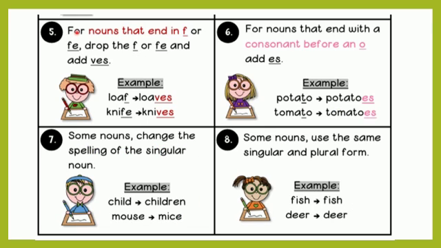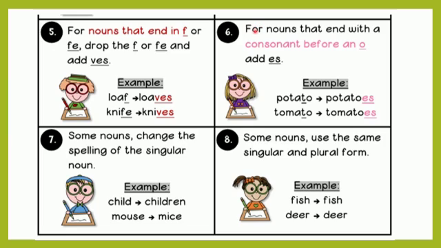Rule number 5. For nouns that end in F or FE, drop the F or FE and add VES. Let us see the example here. Loaf, loaves. Here loaf, L-O-A-F, means one loaf. To make it plural, you have to remove this F and add VES. Loaves. Now same here, knife, knives. So you have to remove this FE and add VES.